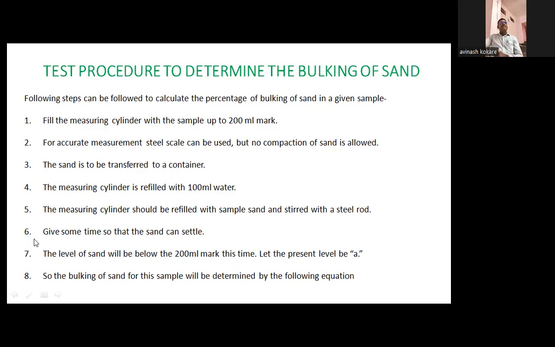After that, in step number 6, what are we doing? We give some time so that the sand can settle.